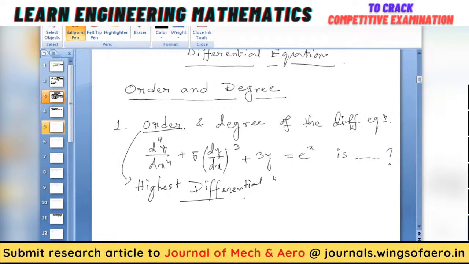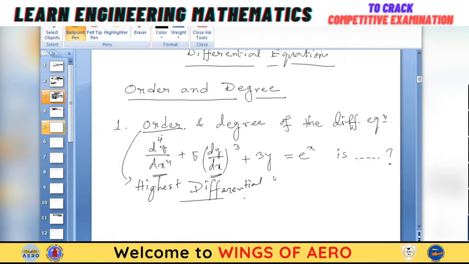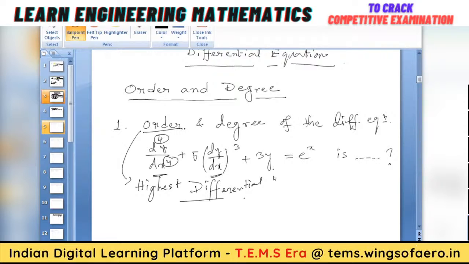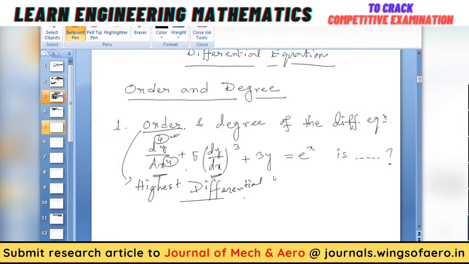You can see this is dy dx. That is dy dx, first order differential. This is d4y dx4, fourth order differential. There is no other differential here. So that is why the highest order of this differential, or the highest differential, is 4, d4y dx4. So the highest differential is fourth order.